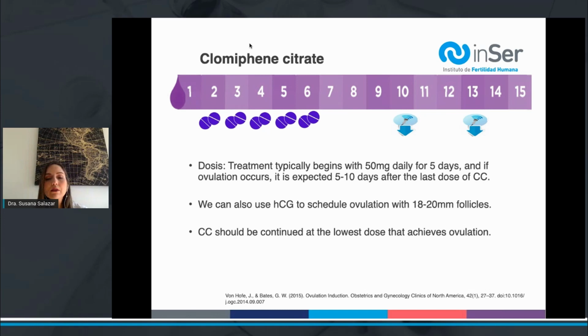Treatment typically begins with 50 milligrams daily for 5 days. If ovulation occurs, it is expected 5 to 10 days after the last dose of clomiphene. We can also use HCG to schedule ovulation with 18 to 20 millimeter follicles. Clomiphene should be continued at the lowest dose that achieves ovulation. If the patient remains anovulatory at 50 milligrams a day, clomiphene may be titrated in 50 milligram a day increments with each cycle until ovulation is achieved with the lowest standard effective dose.